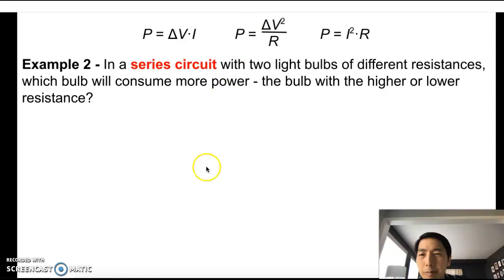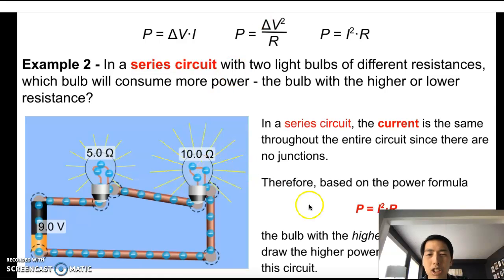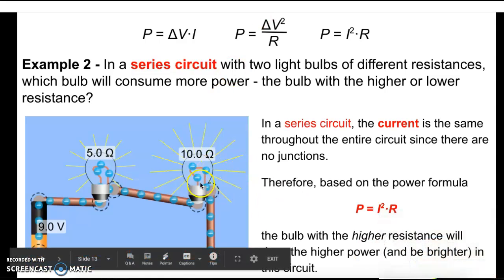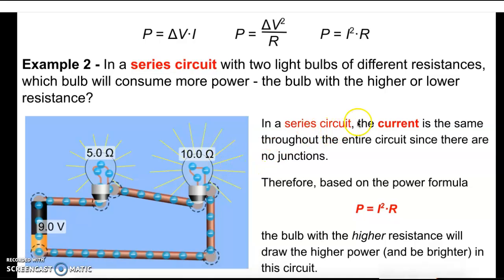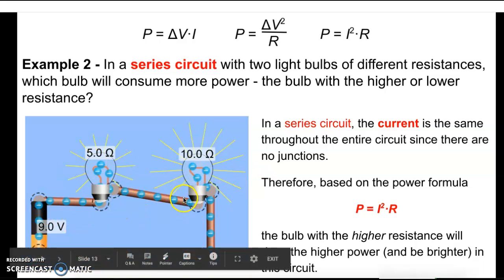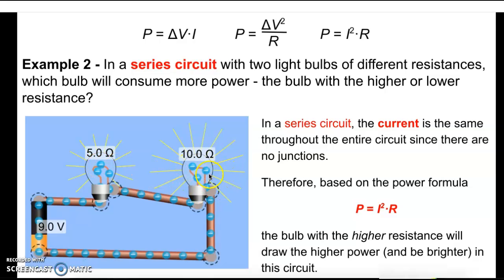All right, and I wrote an explanation here on the slides. So in a series circuit, the current is the same through the whole circuit since there's no junctions. So we think of KCR, current splits up at junctions. There's no junctions in the series circuit. So the current's the same value everywhere. Both light bulbs have the same current value.